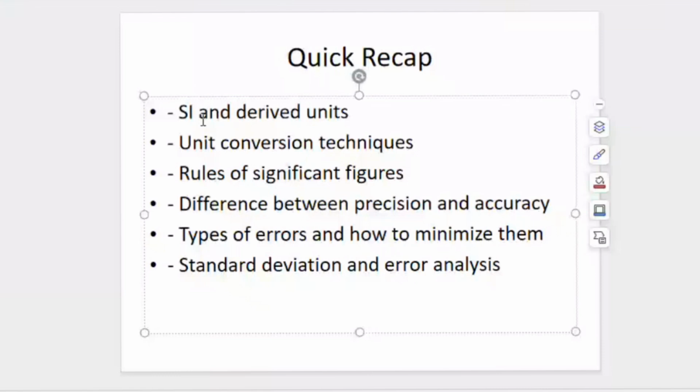I said derived units is when you have a combination of two units, maybe length and mass; you combine the two, and that's how you get derived units. We talked about unit conversion, converting from a higher valued unit to a lower valued unit, and from a lower valued unit to a higher valued unit. That's when we had centimeter to meter, or from decameter to, and so on.